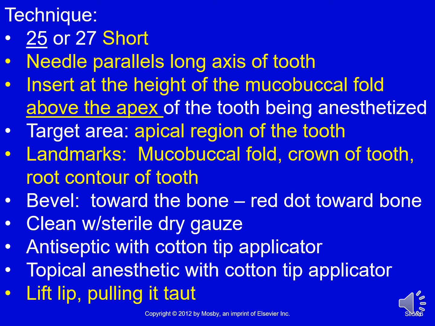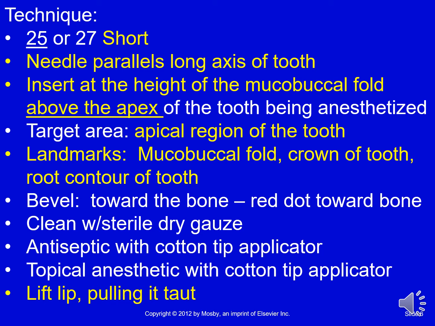Needles are parallel to the long axis of the tooth. You're going to insert at the height of the mucobuccal fold above the apex of the tooth that you want numb. So the target area is the apical region of the tooth. You'll need to know landmarks and target areas of where you're trying to go. And to remember this, if you just visualize where you're actually going, it's going to help you. Almost all of them, except for the IA, is going to involve the height of the mucobuccal fold. On this particular one, it's going to include the crown of that tooth and the root contour.